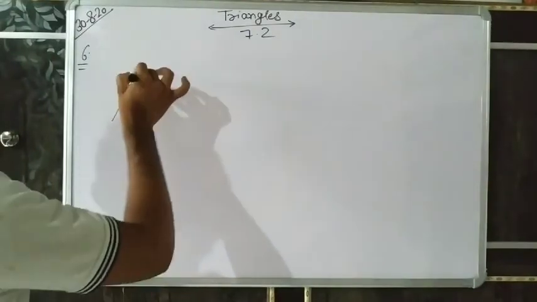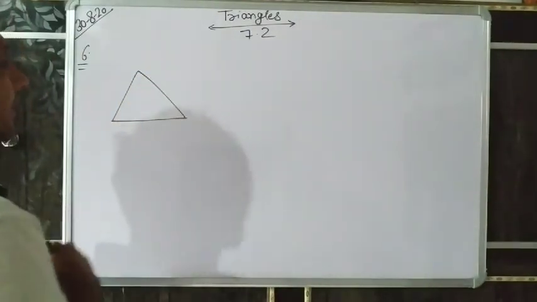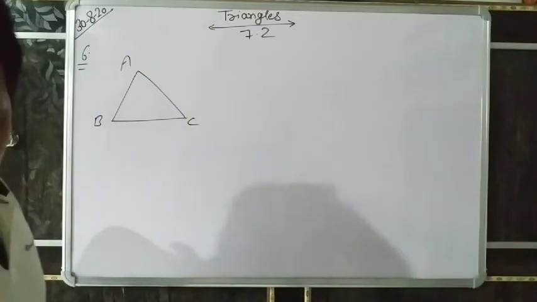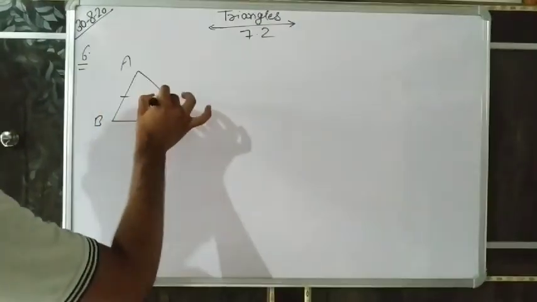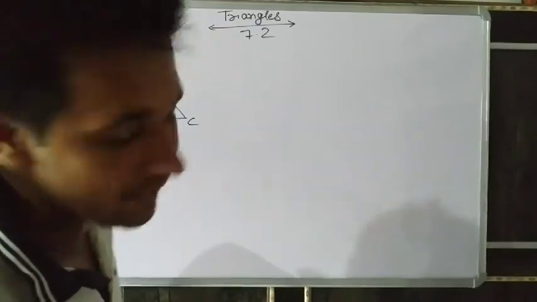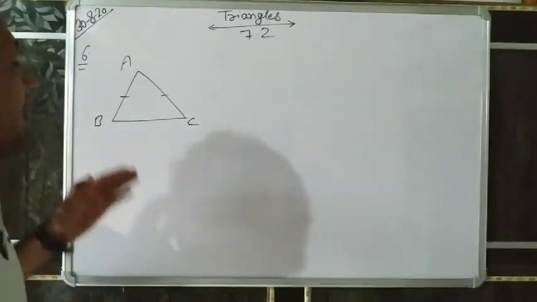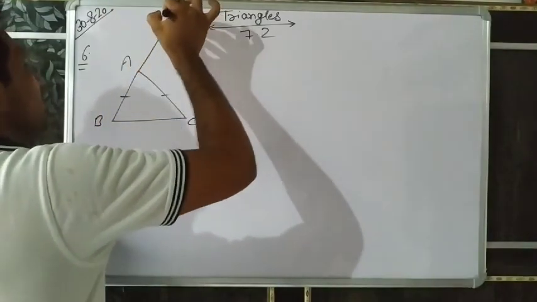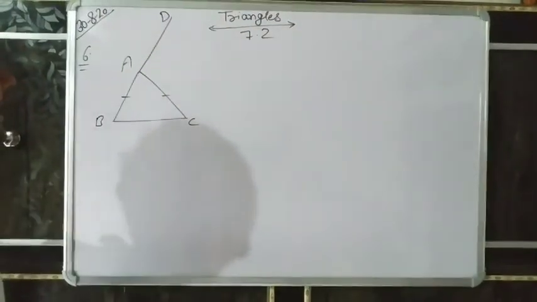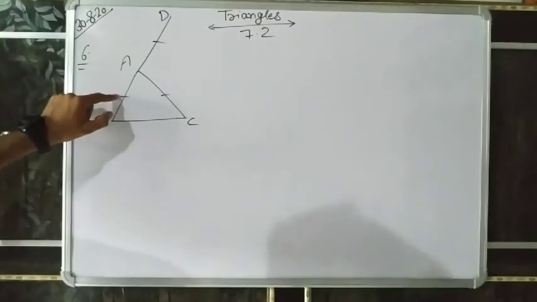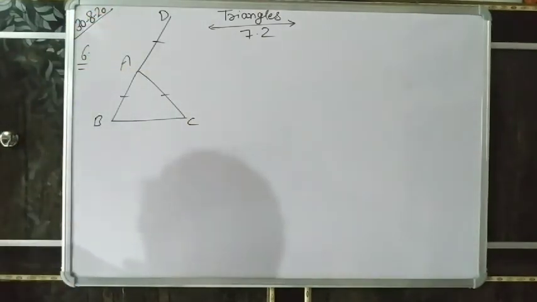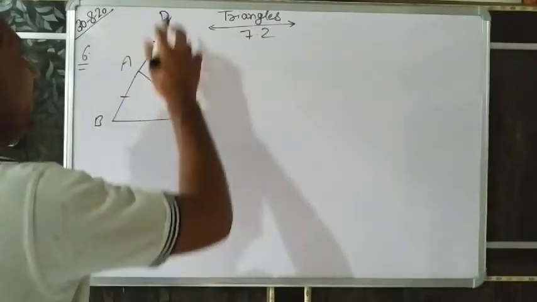ABC is an isosceles triangle. Does everyone know what an isosceles triangle is? An isosceles triangle means a triangle in which two sides are equal, and here AB equals AC given. Side BA is produced up to point D such that AD equals AB. AB equals AC and AB equals AD, so AD and AC are also equal. Then prove that angle BCD is 90 degrees.